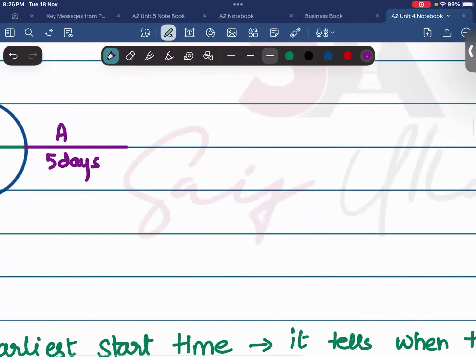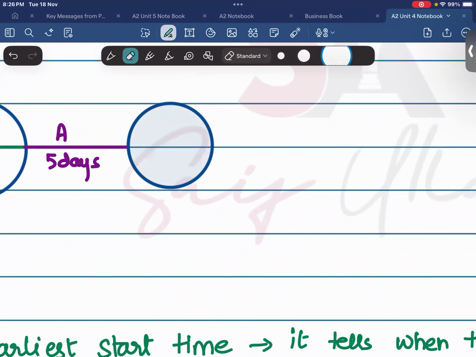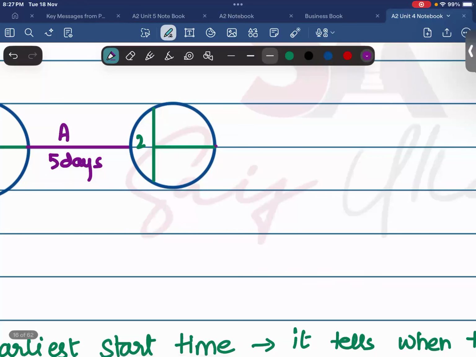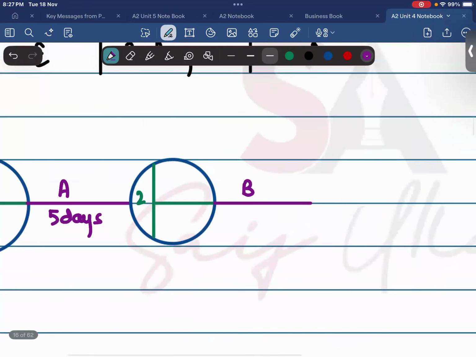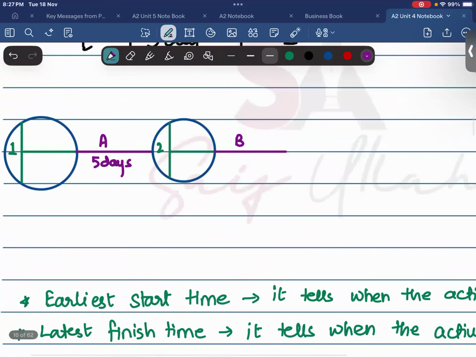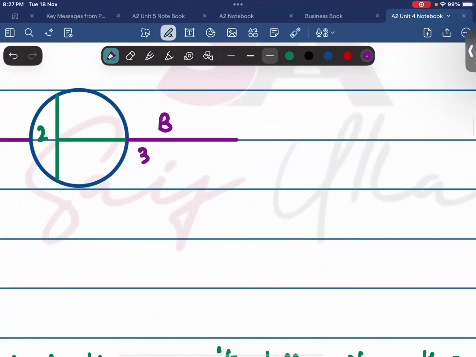So over here, we are going to end activity A. So activity A will be ended. We are going to divide this into 3 parts. This is node number 2. And we are going to start activity B that has a duration of 3 days. Here is your 3 days.